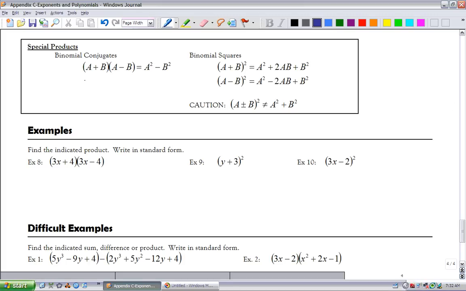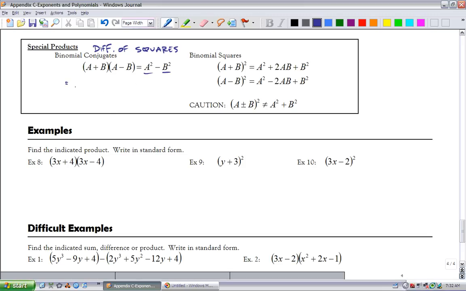Binomial conjugates, which I will also refer to as the difference of squares case, is the situation where if I have an a plus b and an a minus b, a could be anything and b could be anything. If I multiply those, that will result in a squared minus b squared. Okay, let's take a look at why.